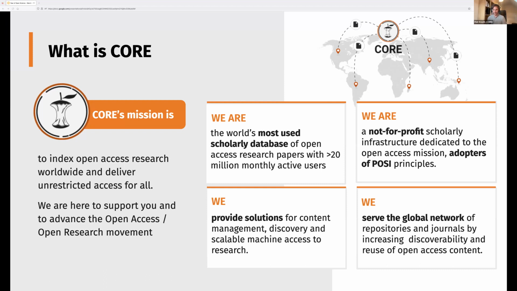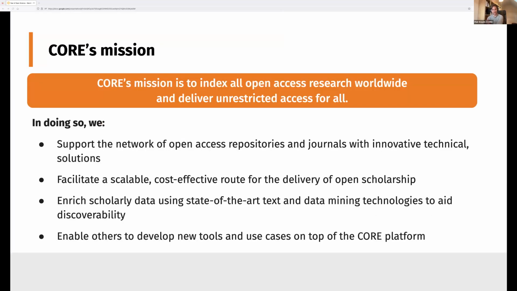We've got about 20 million monthly active users. It is a completely not-for-profit scholarly infrastructure which is dedicated to the open access mission. And CORE is also an adopter of the principles of open scholarly infrastructure, POSI principles. And our mission has been, actually next slide, has been very much to serve and support the network of open access repositories and journals.